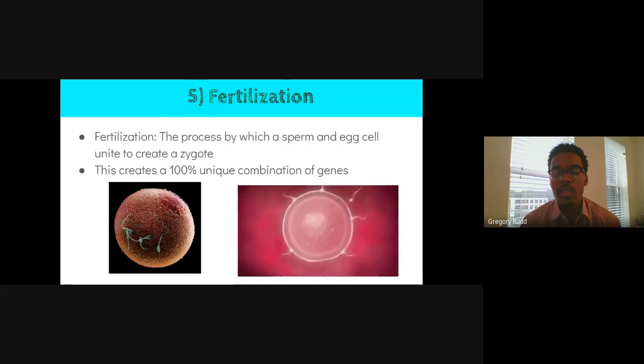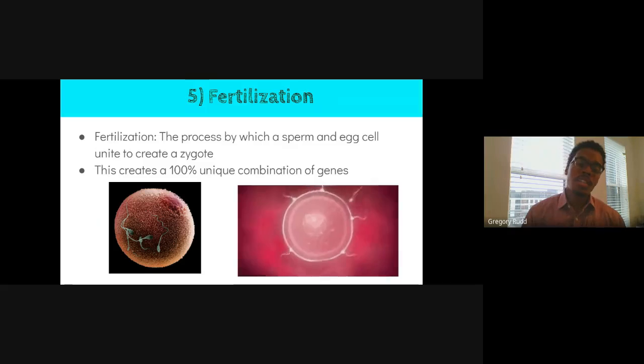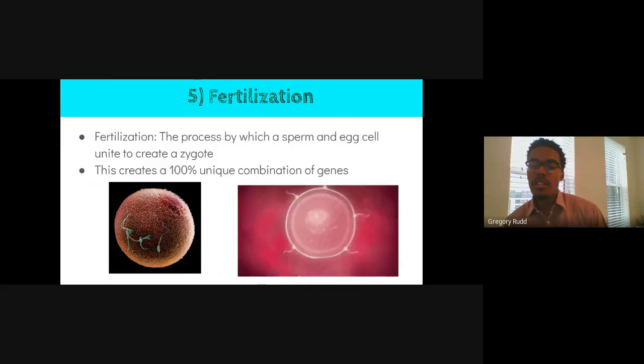And then the last source of genetic variation is fertilization, which is the process by which a sperm and egg cell unite to create a zygote. So a zygote is a sperm and an egg cell together. So fertilization creates a unique combination of genes.